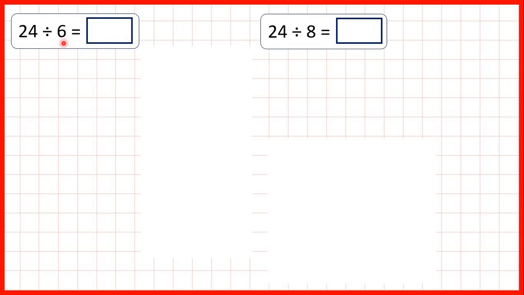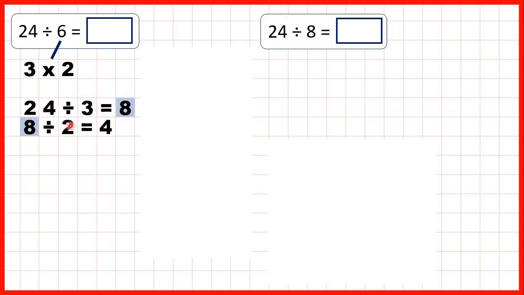This trick also works when we're dividing by single-digit numbers. And this will help us to understand why using factor pairs to divide works. So, if we have 24 divided by 6, but we don't know our 6 times table, we could use the factor pairs 3 and 2 to divide. So first, we could divide 24 by 3 to get 8, and then we could take that 8 and divide it by the other factor pair, so divide it by 2 to get 4 as our answer.